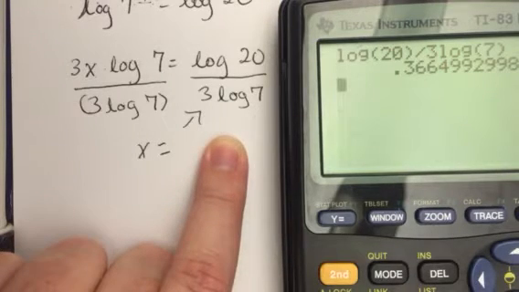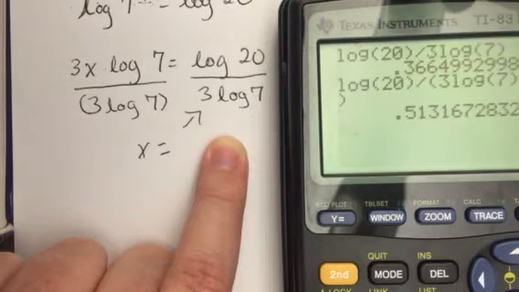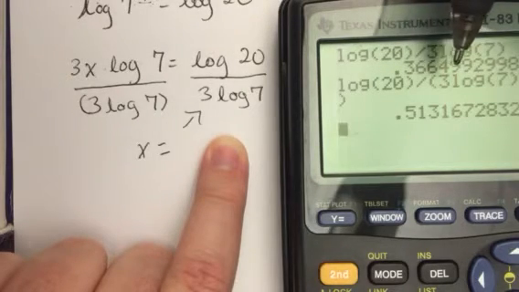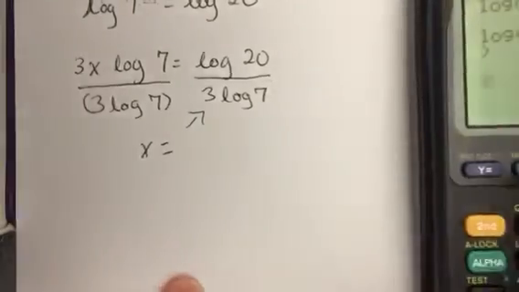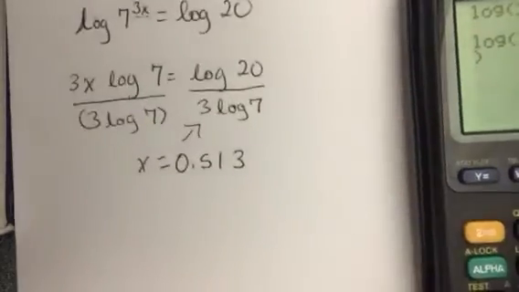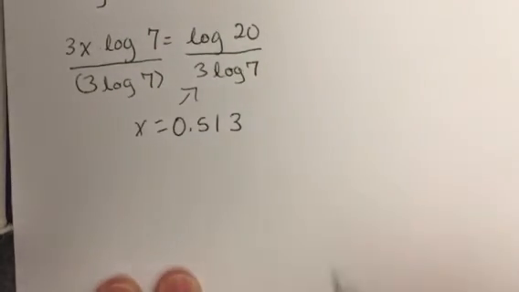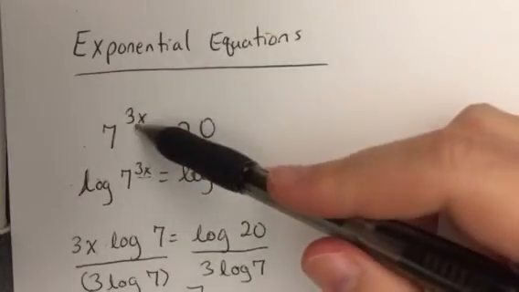So let's try this again. Log 20 divided by, and I remember my parentheses this time, 3 log of 7, close both sets of parentheses, and this time I get the correct answer, which is 0.513 and so on. So my x equals 0.513.